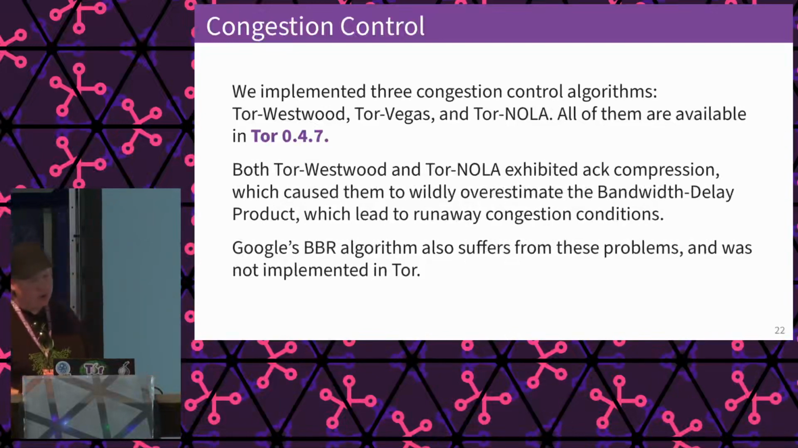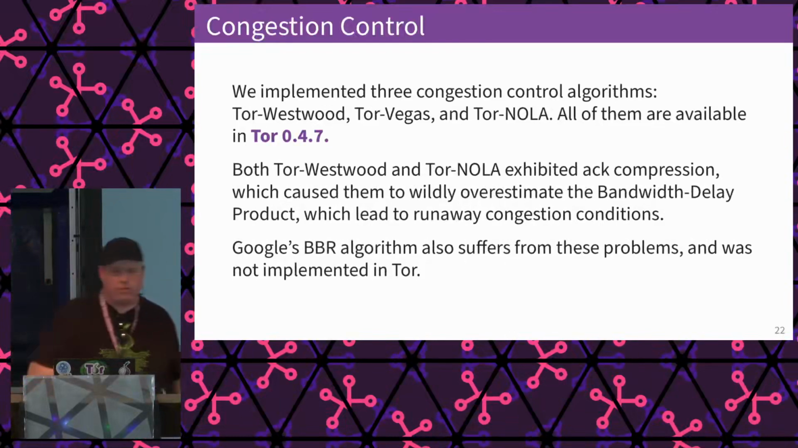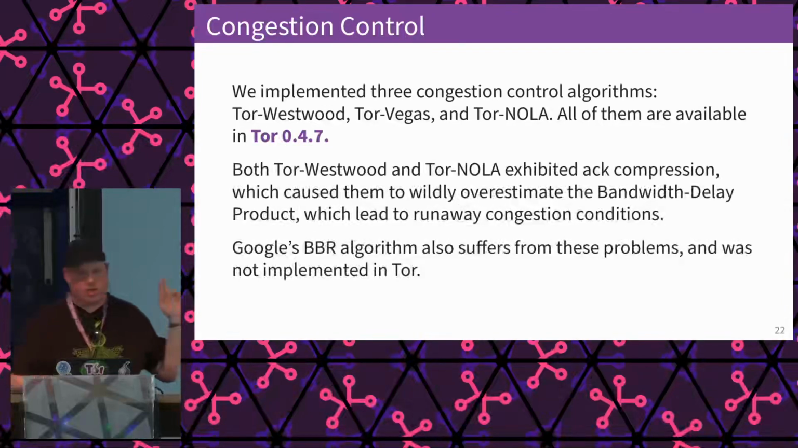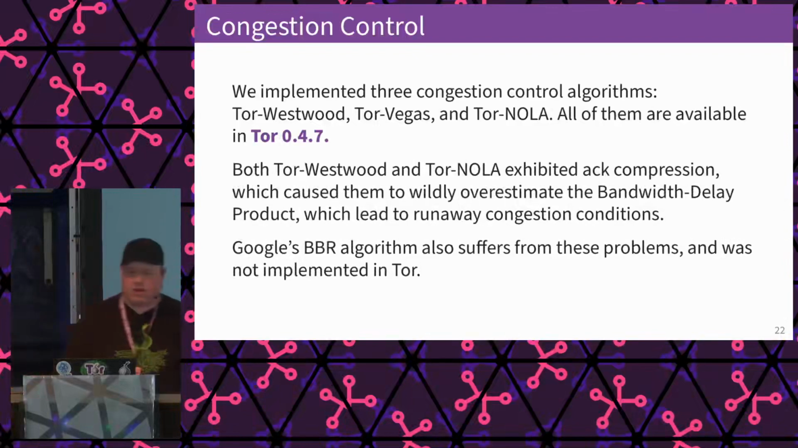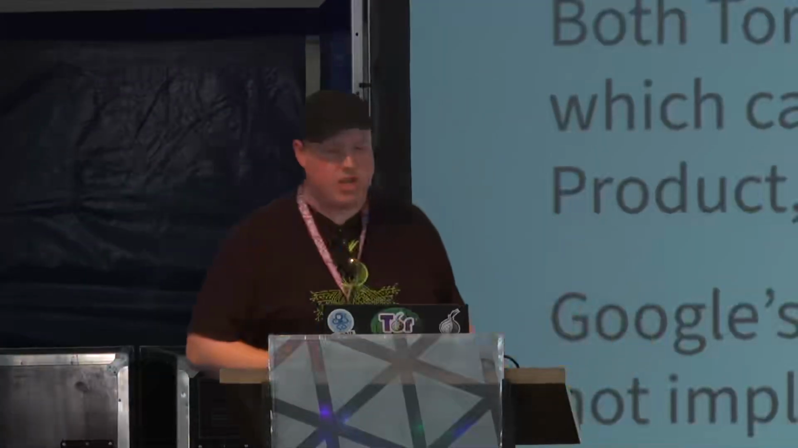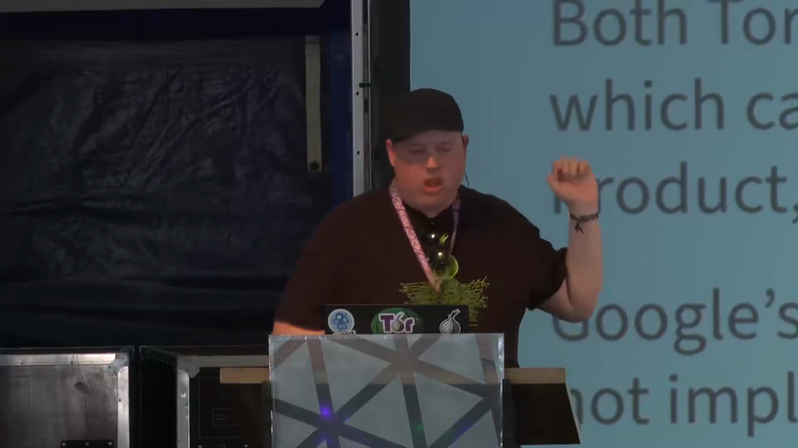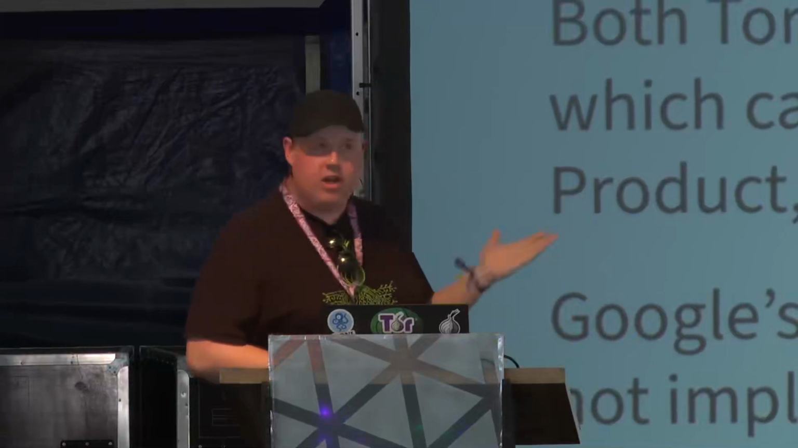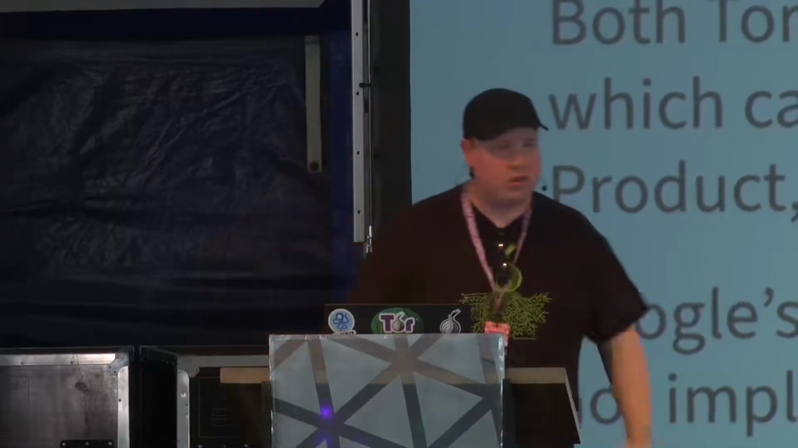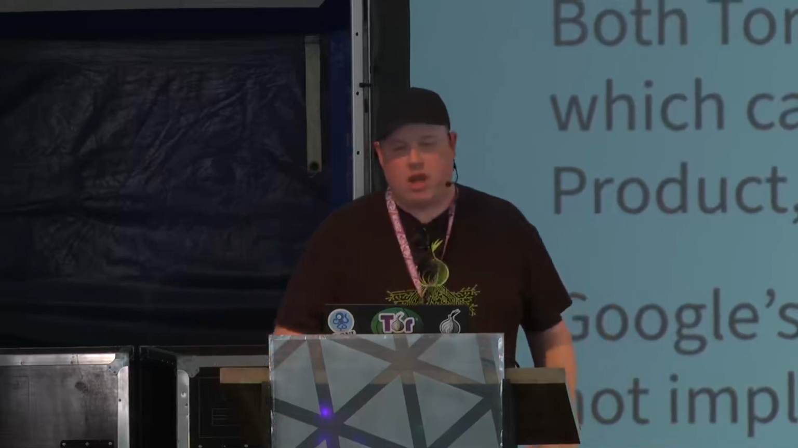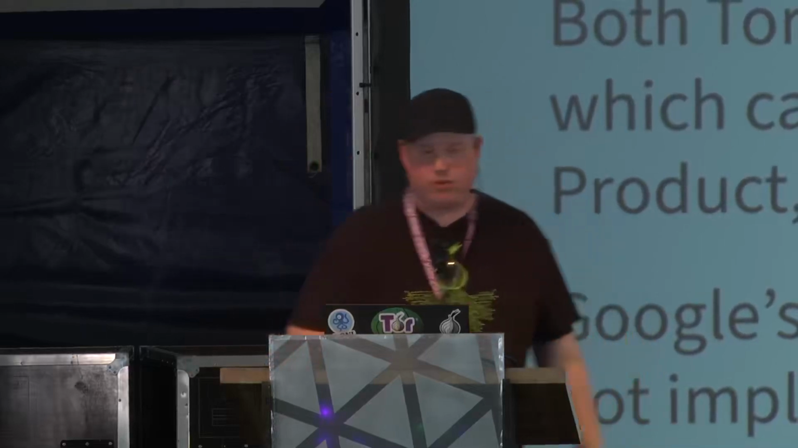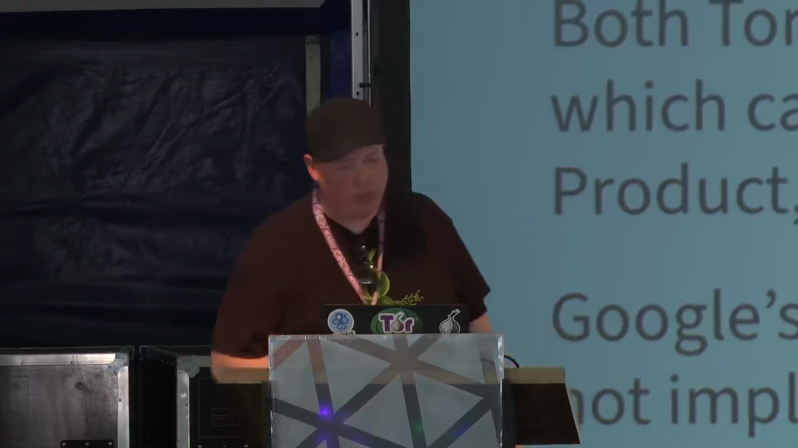We found some issues with two of them, despite having spent time implementing them, namely Westwood and NOLA have this ACK compression problem that is happening in some congestion algorithms in the way we are using them. So they overestimated the bandwidth delay product, which led to bizarre conditions that didn't really work. Google also came with the BBR algorithm, which is another schoolbook congestion control algorithm, but it would suffer from the same kind of mechanisms that we saw with Westwood and NOLA, so there was no reason to dive further into this.